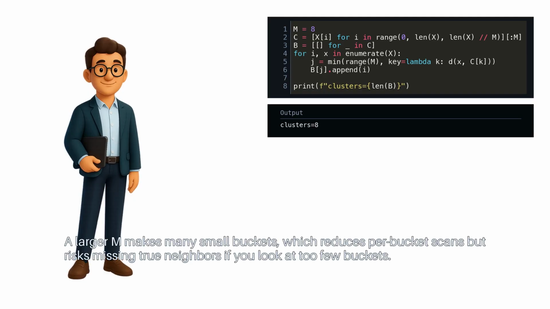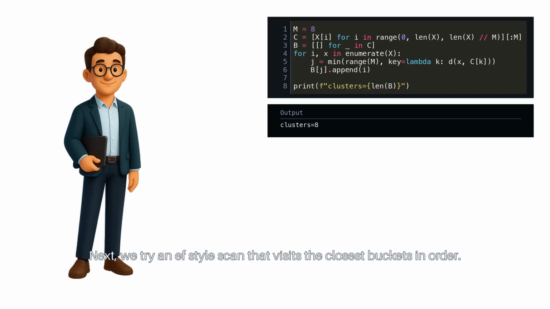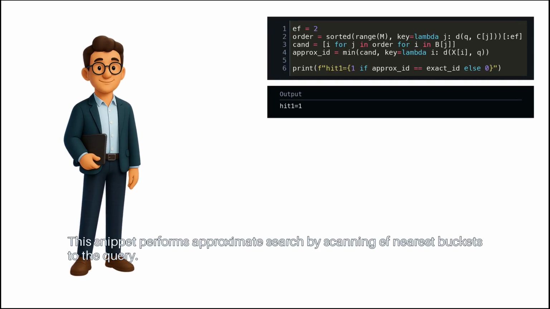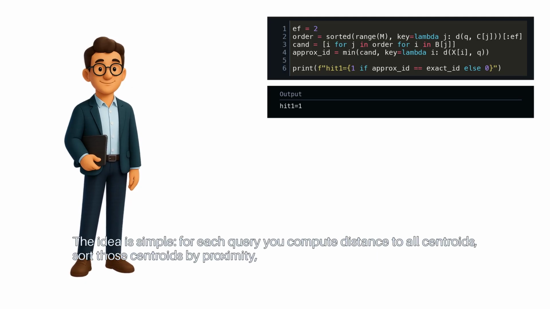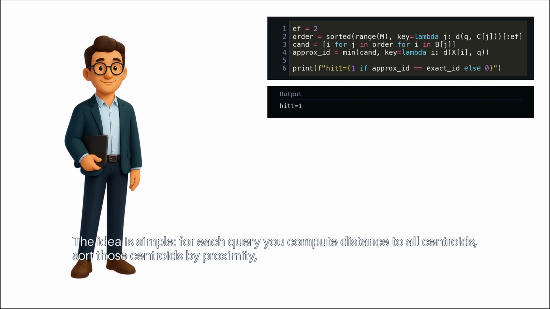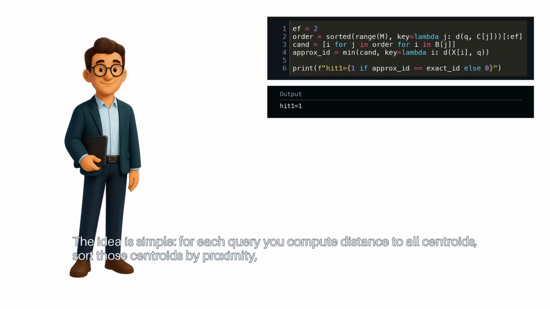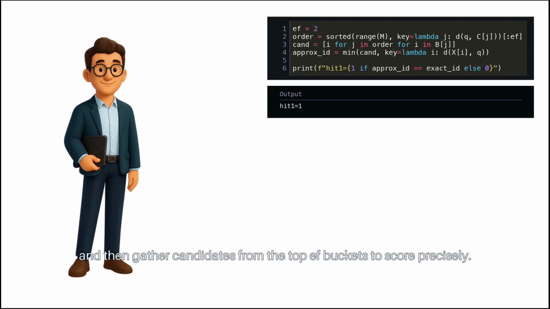Next, we try an EF-style scan that visits the closest buckets in order. This snippet performs approximate search by scanning EF nearest buckets to the query. The idea is simple. For each query, you compute distance to all centroids, sort those centroids by proximity, and then gather candidates from the top EF buckets to score precisely.